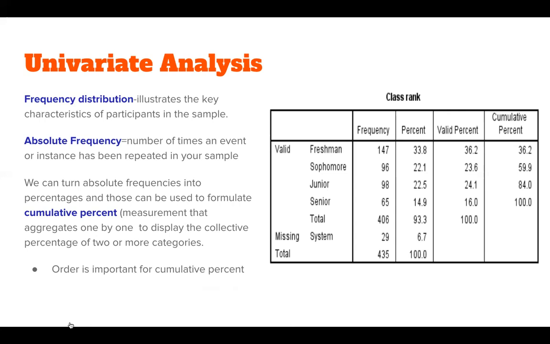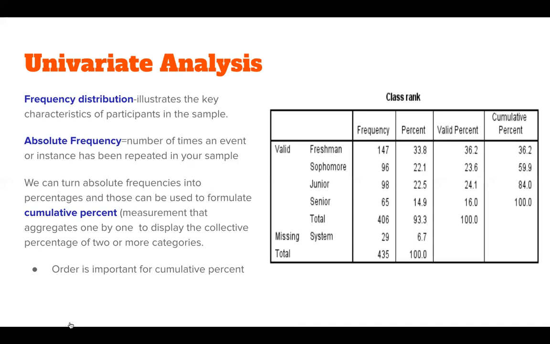So in order to calculate valid percent, instead of dividing 147 by 435, you take 435 and you subtract 29 from that number. So you have 406. You divide 147 by 406, and that gives you the valid percent. And you base the cumulative percent off of the valid percent as opposed to just the percent.